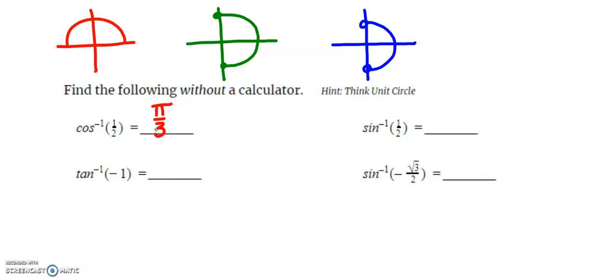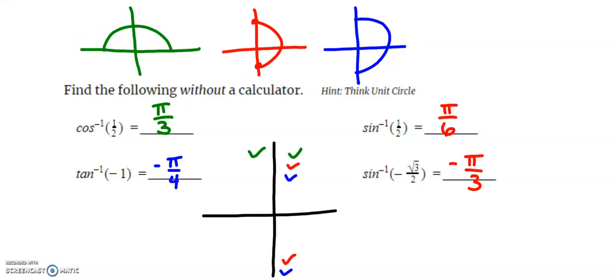Go ahead and pause your video, see if you can remember from your unit circle how to evaluate these other three. Okay, here are my answers. These little check marks are just reminding you what quadrants you can draw in, right? So cosine you can draw in 1 and 2. Sine inverse you can draw in 1 and 4. Tangent 1 and 4. But then remember when we have negative values, you can't travel all the way around, because look at your restriction here.